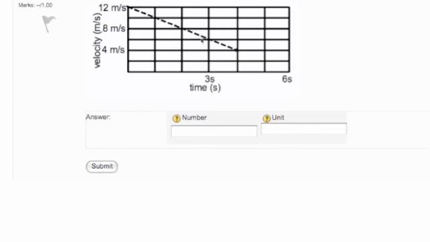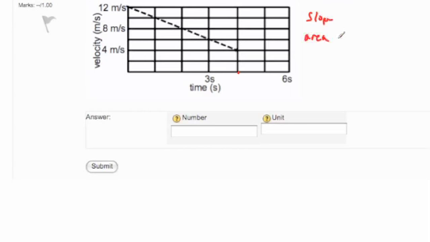All right, given the velocity time graph below, determine the displacement of the object during the first 4 seconds of its motion. That's right up to there. All right, velocity time graph. How do I get the displacement? Well, it's either the slope or it's the area.